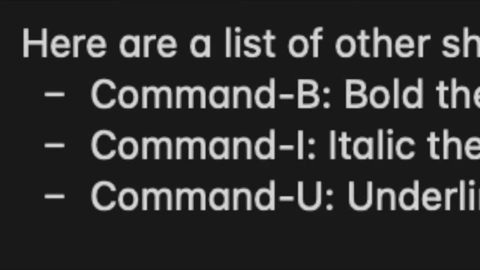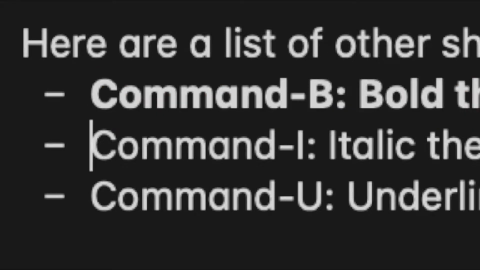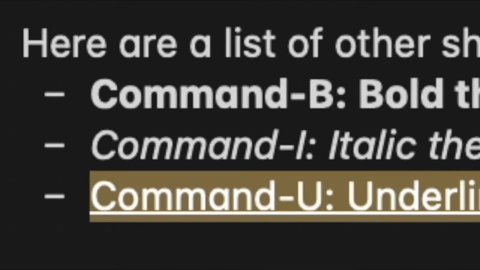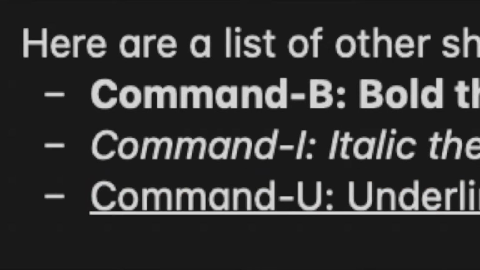Now let's talk about other shortcuts. When you press Command B, it'll bold the text. When you press Command I, it'll put italic on the text. When you press Command U, it'll underline the text. Second topic, window management.